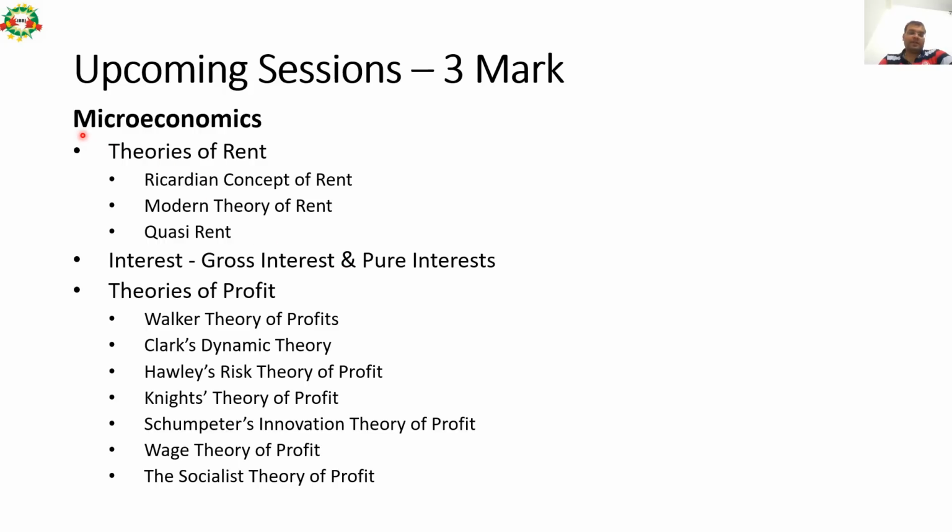So in third and last session of microeconomics, we are going to discuss about various theories of rent, interest, gross rent, pure interest, and then theories of profit: Walker theory, Clark theory, Hawley theory, Knight theory, Schumpeter, wage theory, socialist theory. And in theory of rent, we will discuss about Ricardian concept of rent in detail, modern theory of rent, again we'll discuss this theory in detail, and Quasi rent. These three theories we'll discuss in detail, and these seven theories we'll discuss in small portion, because theory question normally comes out of this part, and sometimes it also comes from these seven theories. So we'll discuss all these theories in detail.